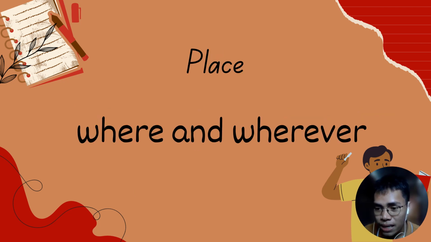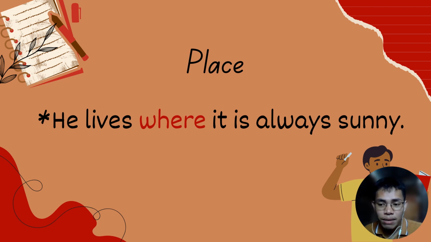Now when the dependent clause is related to a place, we use these two subordinate conjunctions. However, they cannot be used interchangeably. For instance, he lives where it is always sunny, meaning he lives in a place that is sunny.